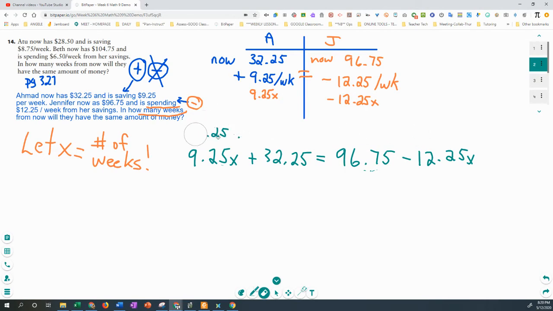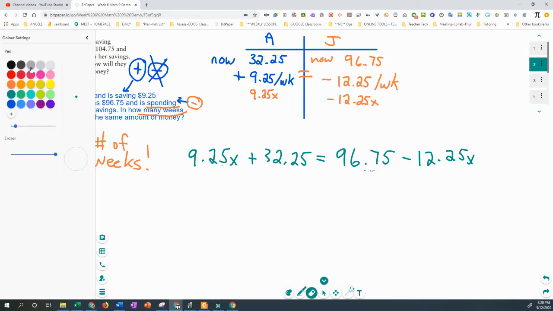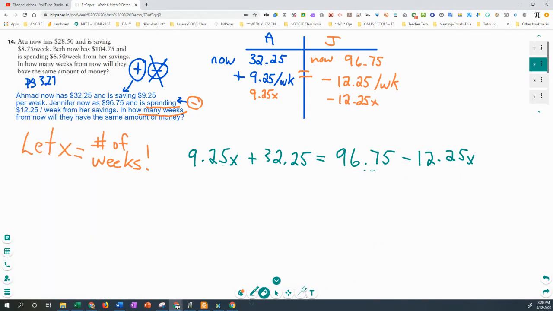Let me just get rid of that clutter now. Okay, so we're going to do what now? Well, we have a chance to solve this equation. Why don't we get a pen here. Why don't we add 12.25x to both sides, all right? And this adds up to, let's see, that would be 0x. And 9.25 plus 12.25 is 21.50x.